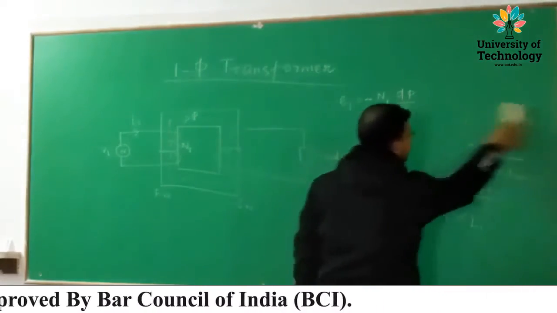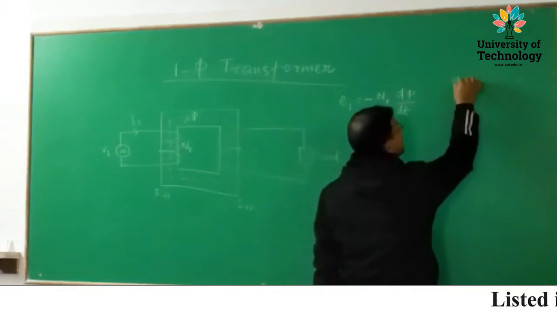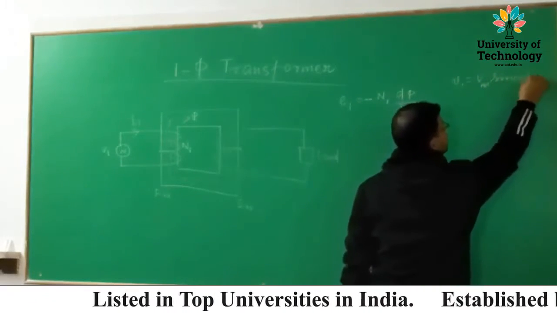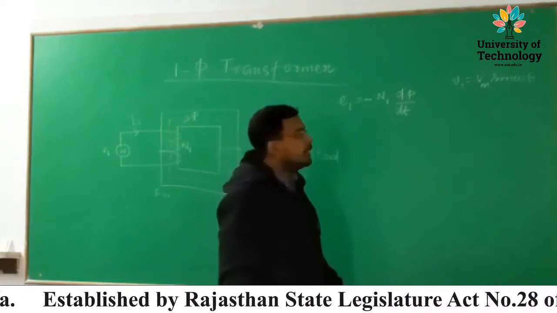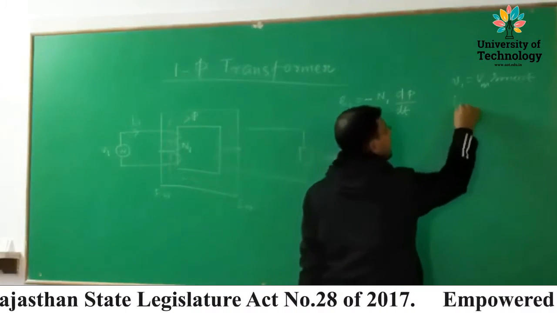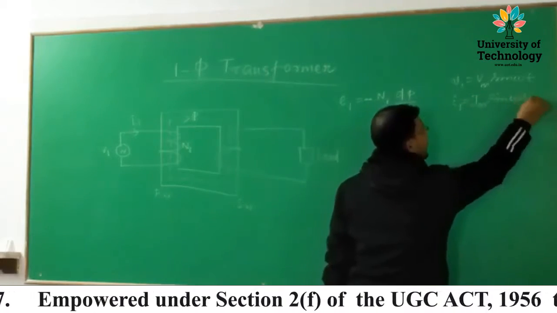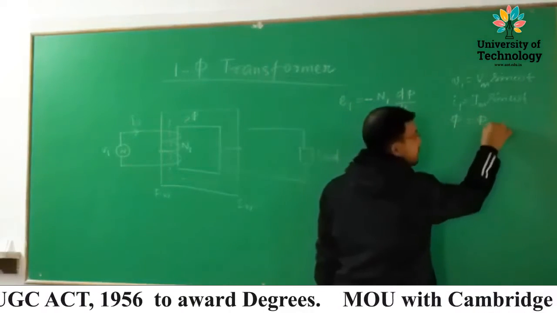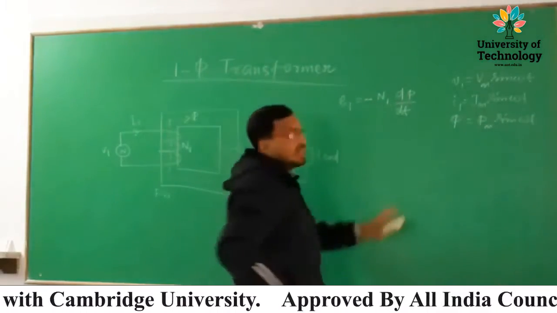So the voltage that we are giving is an AC voltage. Suppose V1 is equal to Vm sin omega t. This is the initial input AC voltage we are giving. For this we get a current I1 equal to Im sin omega t. Due to this current, the flux which is produced is phi, equal to phi m sin omega t.